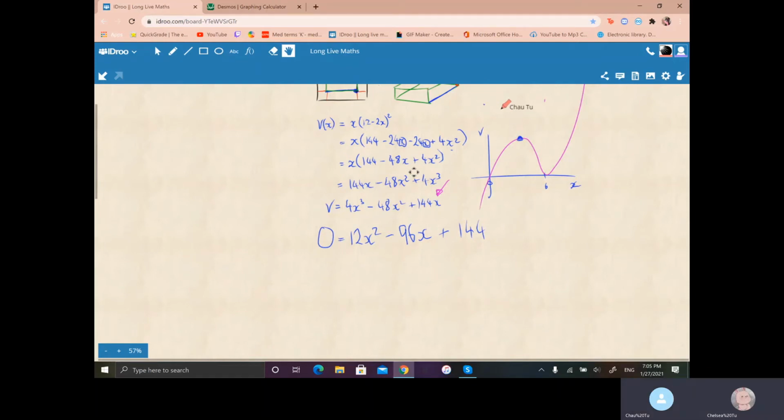Anyway, what now? Subtract 144. Well, this isn't a single factor, so you can't simply make x the subject. You notice that all these are even, so you can simplify this. Oh, divide by 12. Divide everything. How do you know that's divisible by 12? Is 96 divisible by 12? Yes, 8 times 12 is 96. Okay, so divide everything by 12.